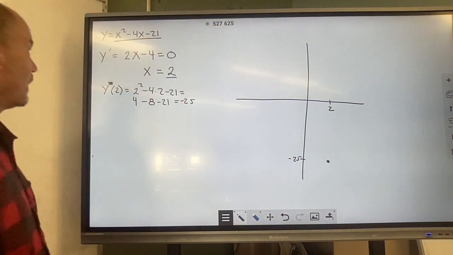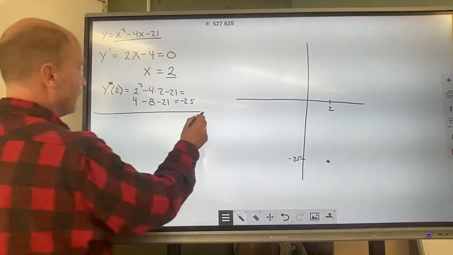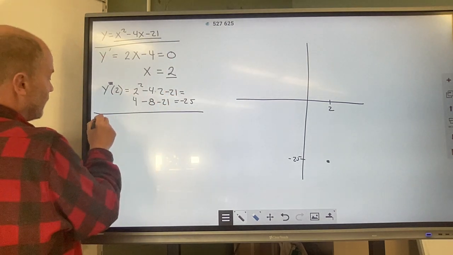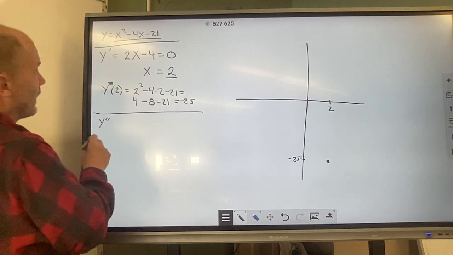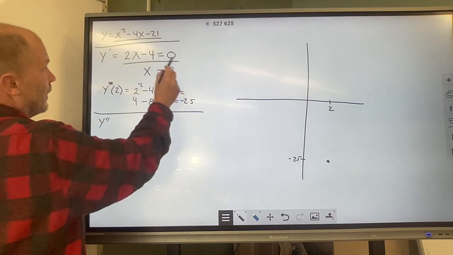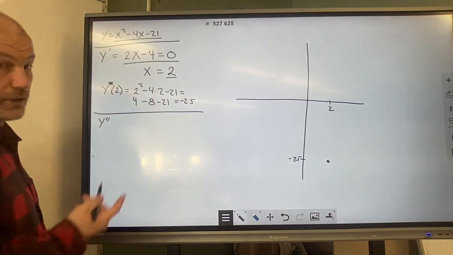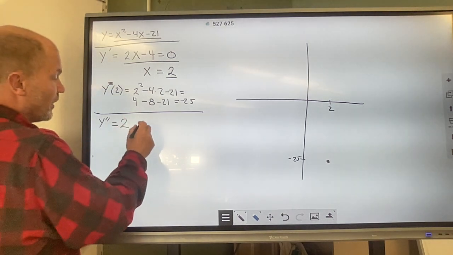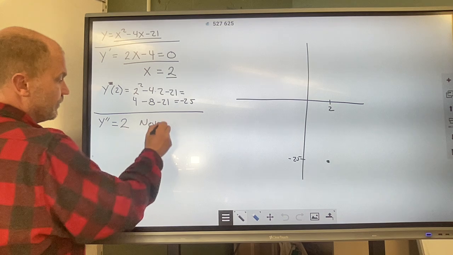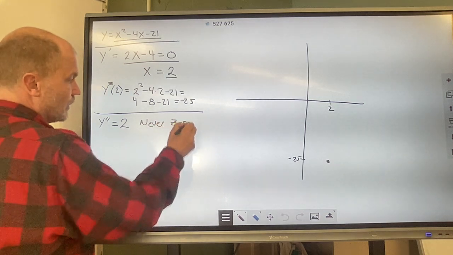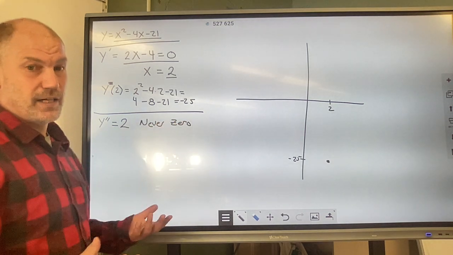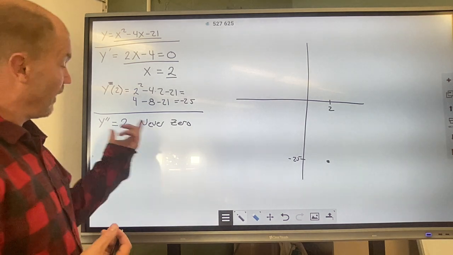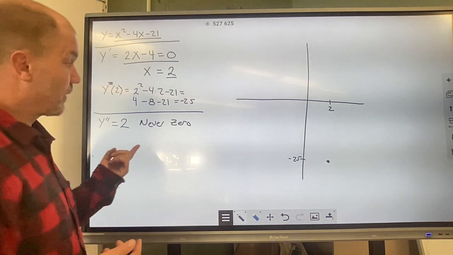Okay. Now, I need to find the concavity, right? Any inflection points. So I find y double prime. Remember, y double prime is the derivative of y prime. Derivative of 2x minus 4 is just 2. This will never be 0. Therefore, and it's defined everywhere, so there is no change in concavity. The concavity is always positive 2, right?